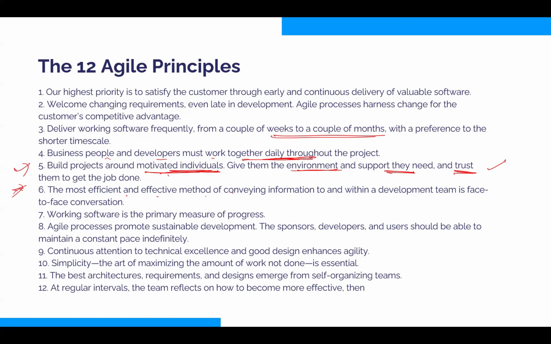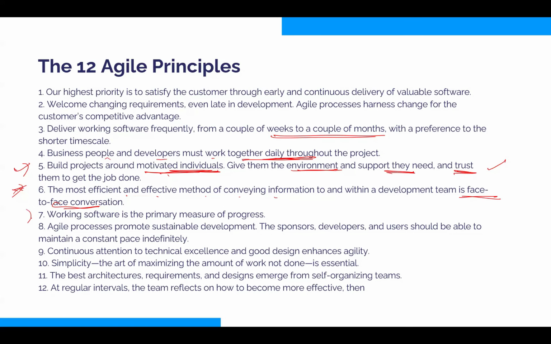The most efficient and effective method of conveying information to and within a development team is face-to-face. All it means is, I'm sure you would agree, if I ask you which is the best way to communicate, that's face-to-face, isn't it? That being the case, there is a lot of emphasis in Agile on face-to-face communication. Later we'll talk about certain meetings, certain events that will take place within the team, and there's a clear emphasis that these must happen face-to-face. That's what principle number 6 means, because that's the best way to communicate among members.